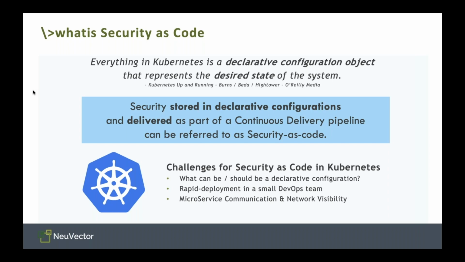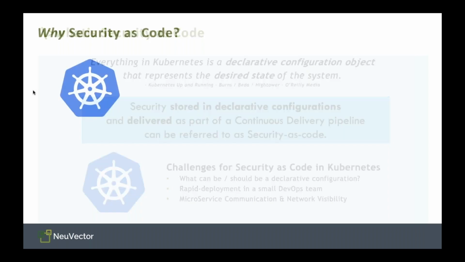Now, what are the challenges for security as code? First is, okay, what should we declare? What are the rules or what security concepts should be in our security as code? The second is, every small DevOps team wants to rapidly deploy as much as possible. How are we going to coordinate all that security code? And then all our services need to connect and communicate. It can be a dynamic environment. How do we make sure that we've accurately captured all that communication and network visibility?